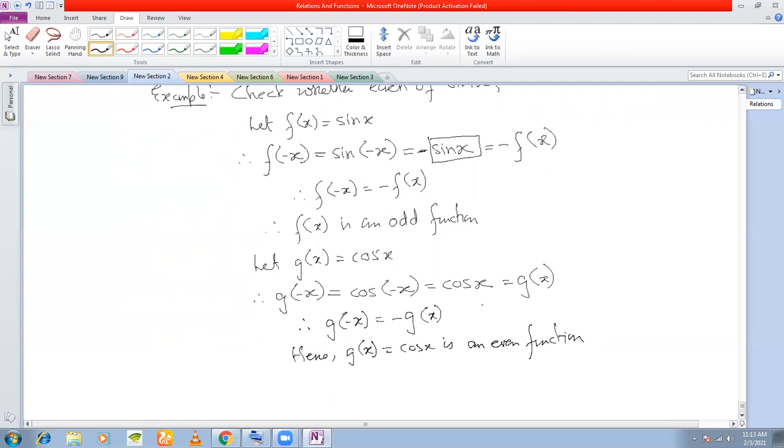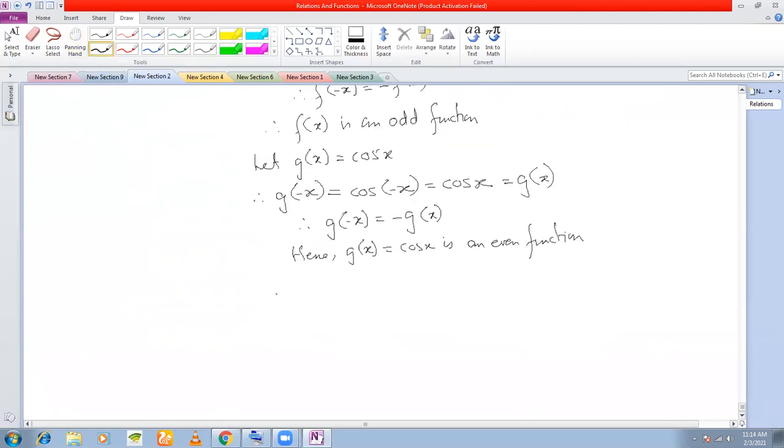What about tan x? Again similarly odd, like the sin x. Similarly, tan x is an odd function. Okay, that's it. What about cosec? Is cosec even or odd? Cosec x is odd. What about cot? Cot is also odd. What about sec? Sec is even. Okay, so that is the definition of even and odd functions.